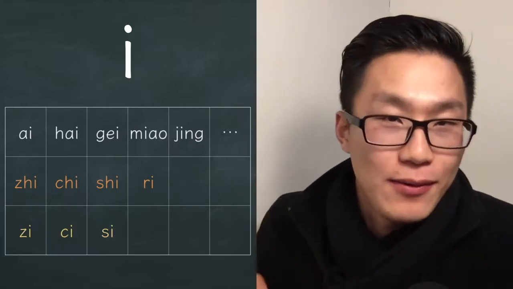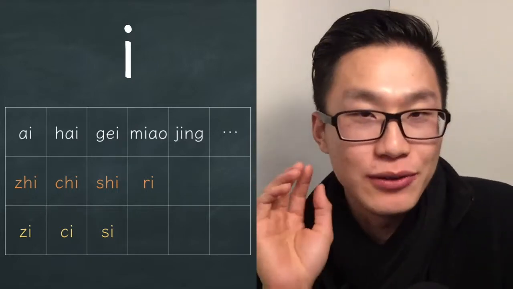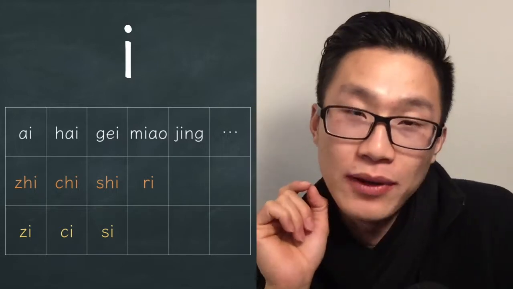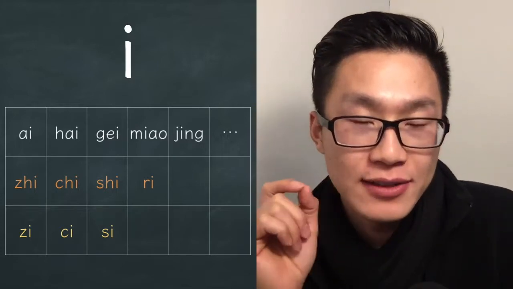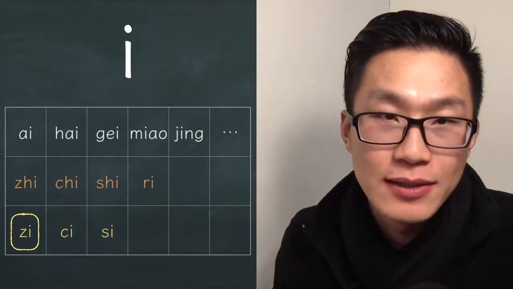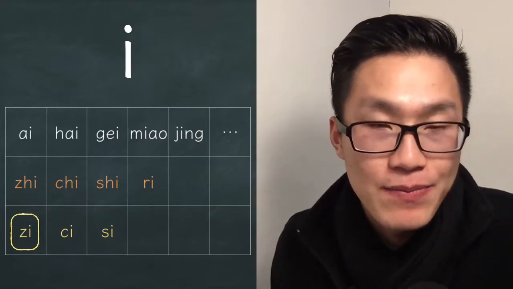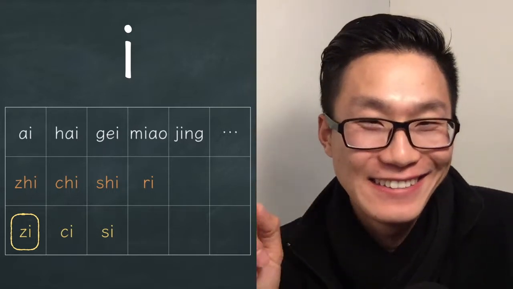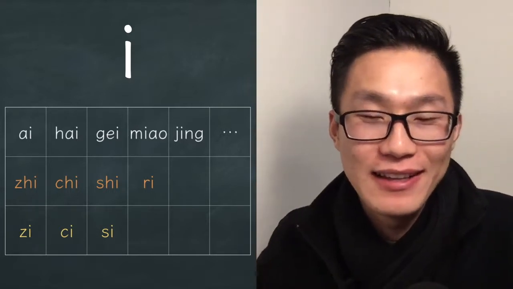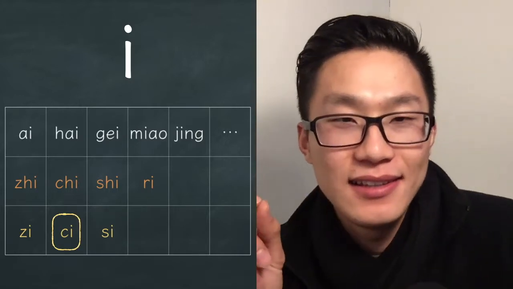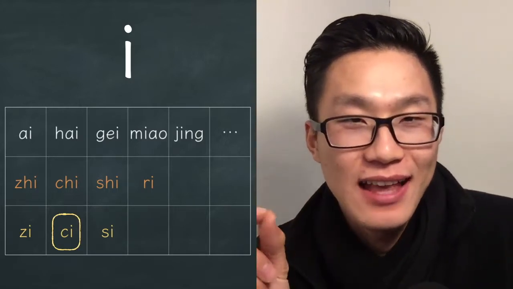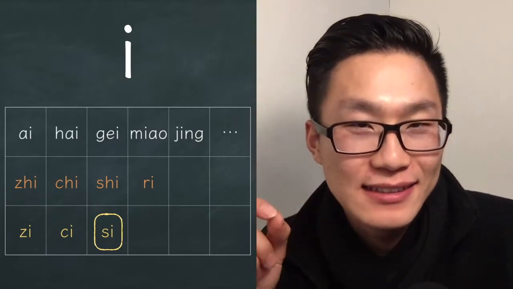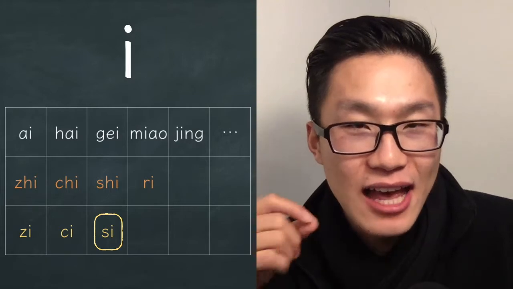Before that, we have another 3 combinations you need to notice, to learn, which are these yellow ones. They are also pronounced differently. The first one is zi, zi. Okay, next one. Ci, ci. Next one. Si, si.